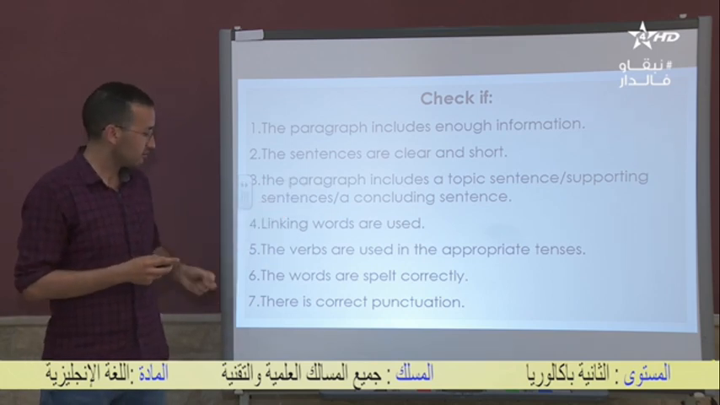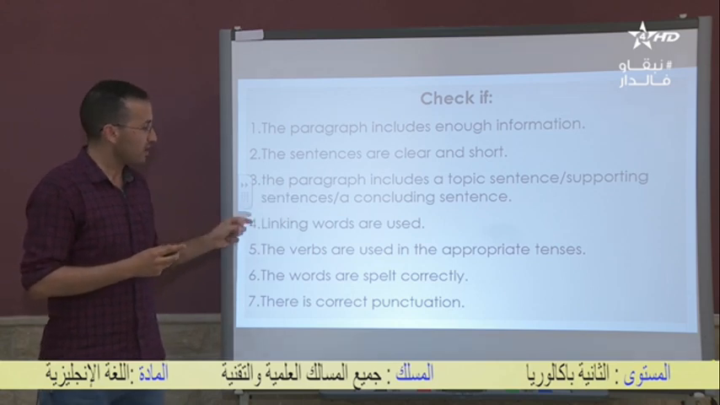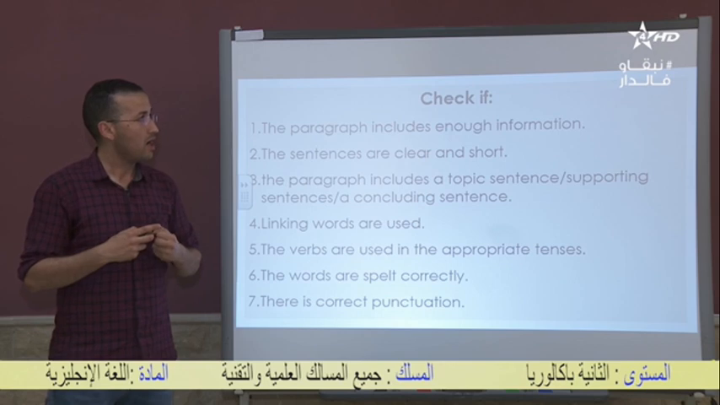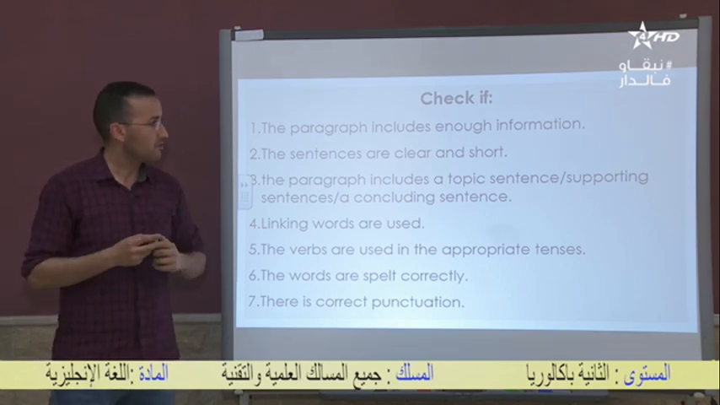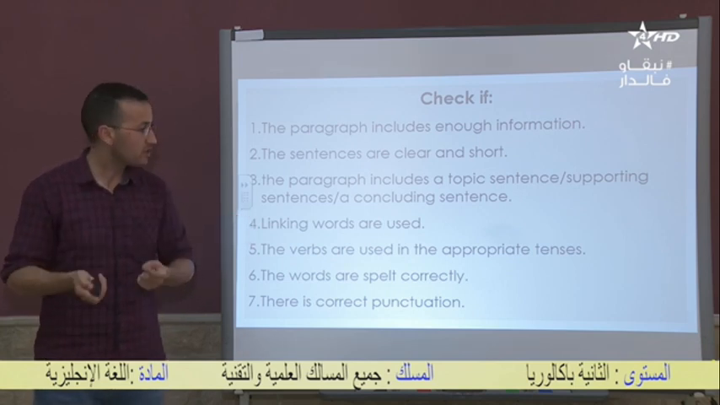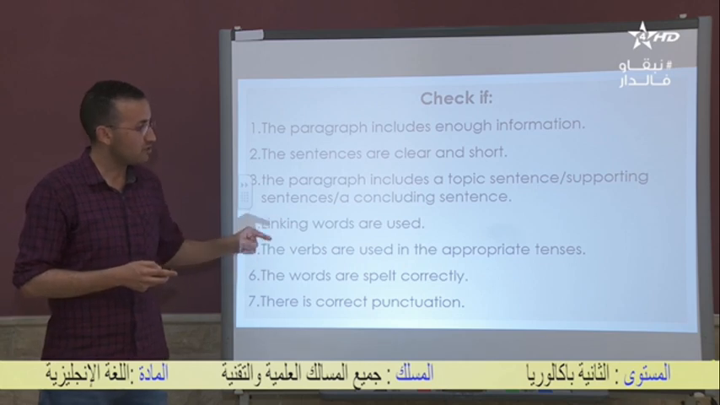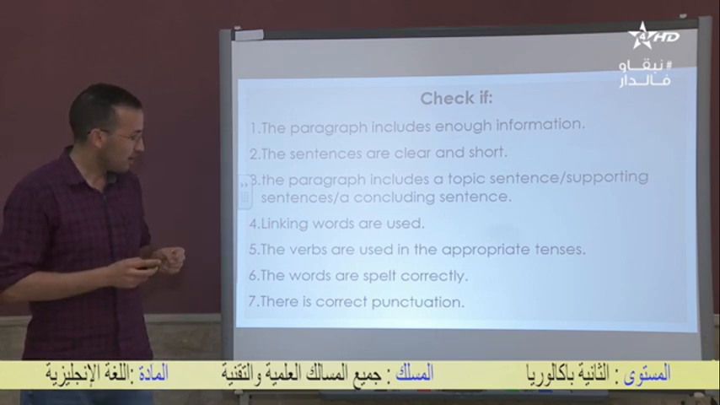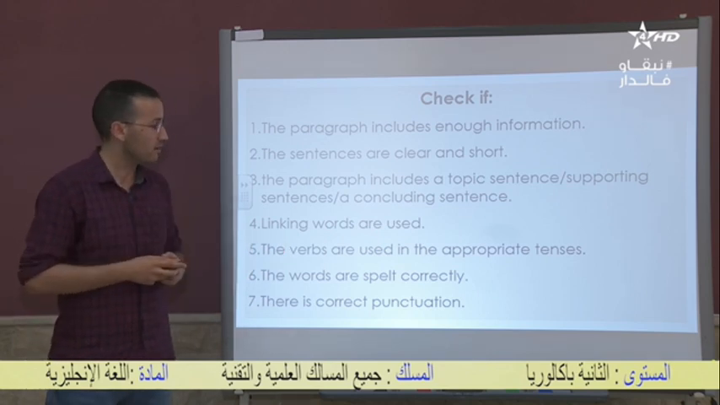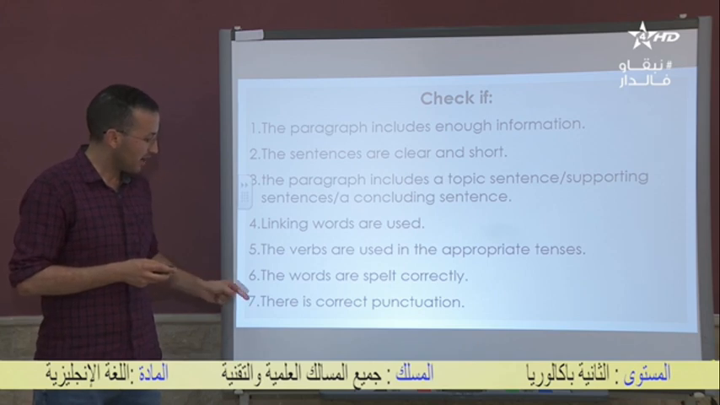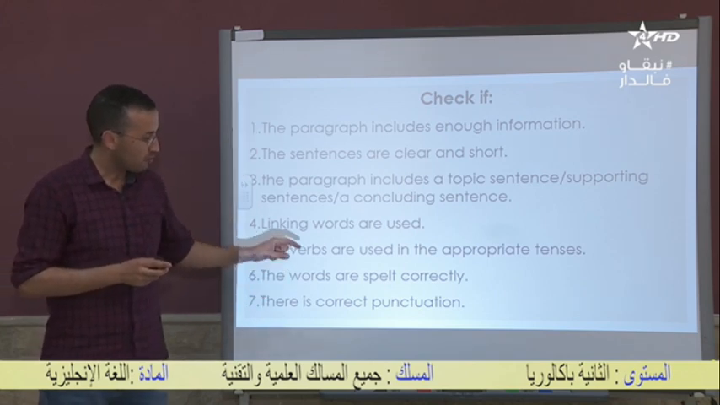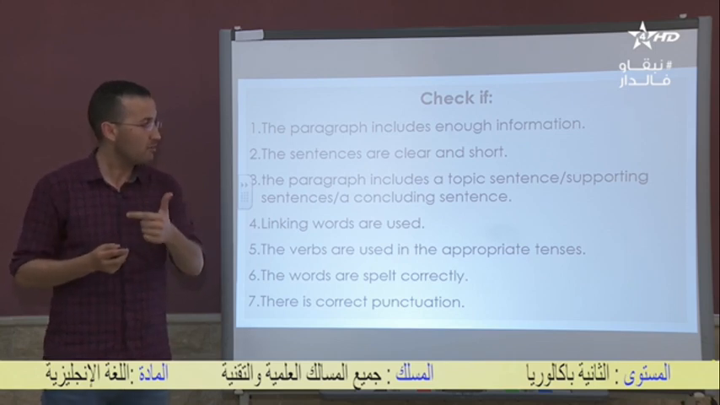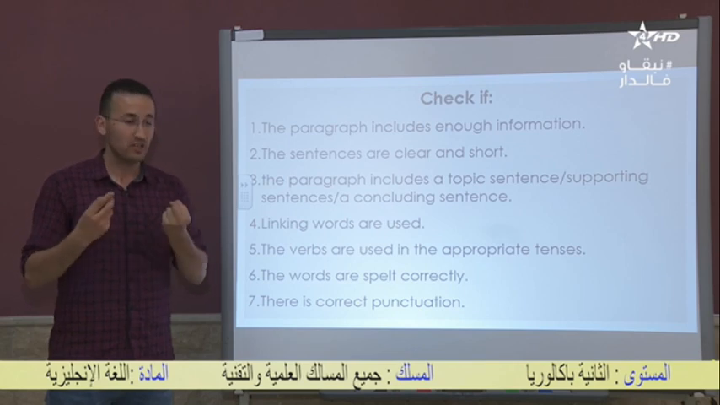Number 4, we have linking words. You need to make sure that the linking words are used, and in writing, linking words are important, okay? Linking words, as I said before, make your writing beautiful, and they make you move from one idea to the next easily. Number 5, you need to check if the verbs are used in the appropriate tenses, okay? Respect the tenses. 6, you need to make sure if the words are spelled correctly. So spelling, of course, is important. And finally, you need to check if there is correct punctuation. Okay, punctuation, the correct use of, for example, commas, colon, question marks, etc.